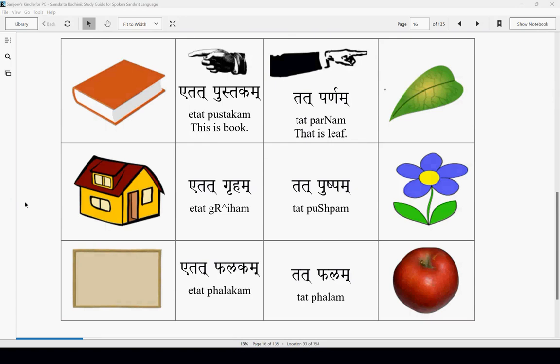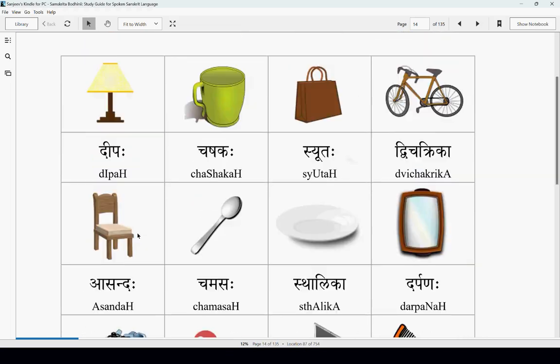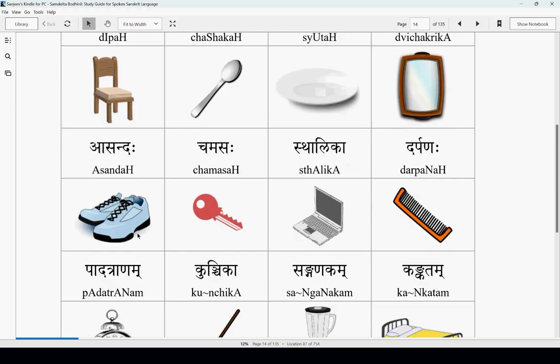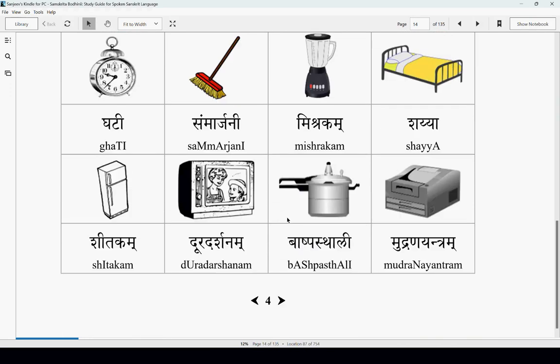On the previous page, yes, any question? On this page, there are some words which we saw. They are in the Napunsaka. Which are they? Padatranam, Sanganakam, Kankatam, words whose endings are like Padatranam, Sanganakam, Kankatam, Mishrakam, and Sheetakam, Mudrana Yantram, or just Yantram. So these are all in Napunsaka.